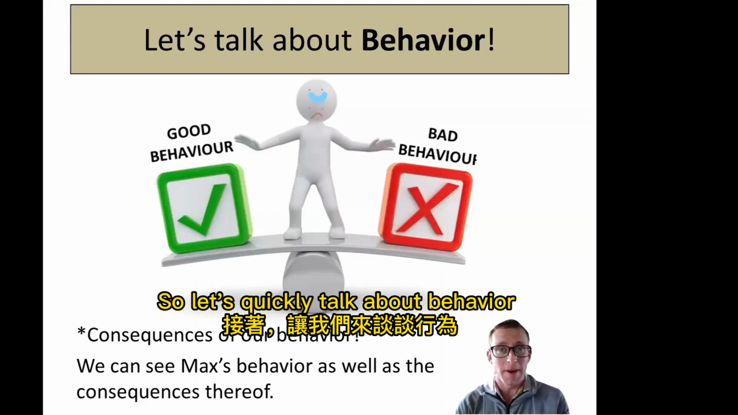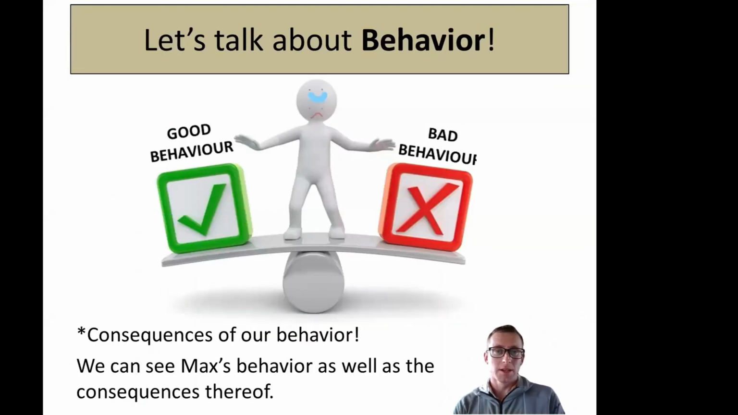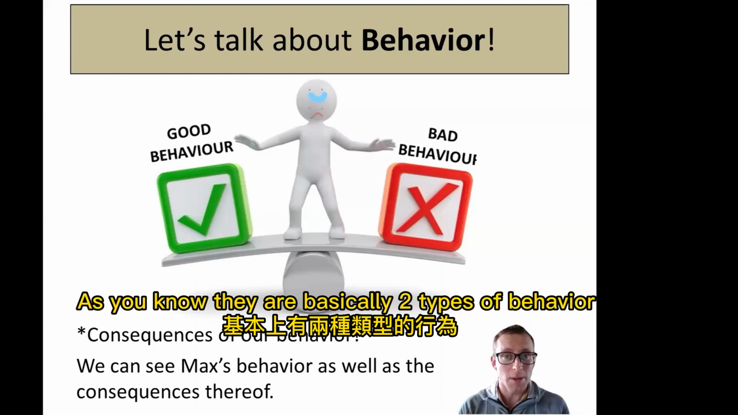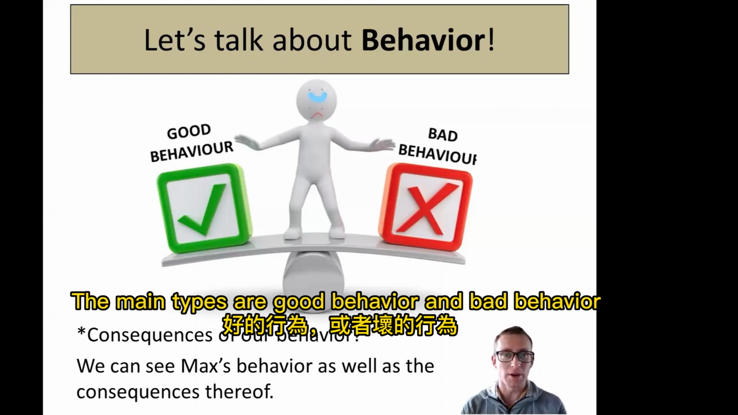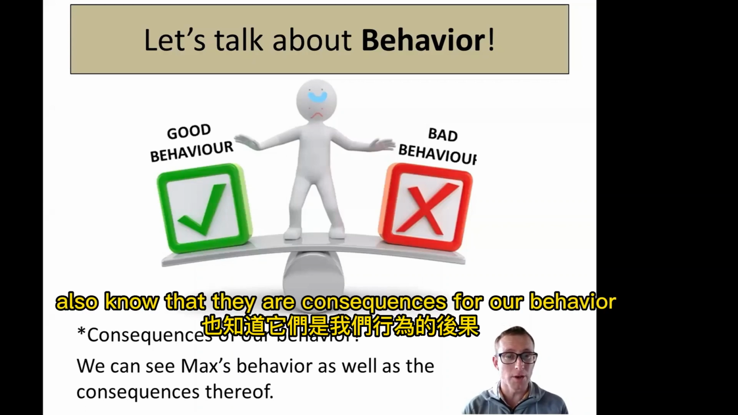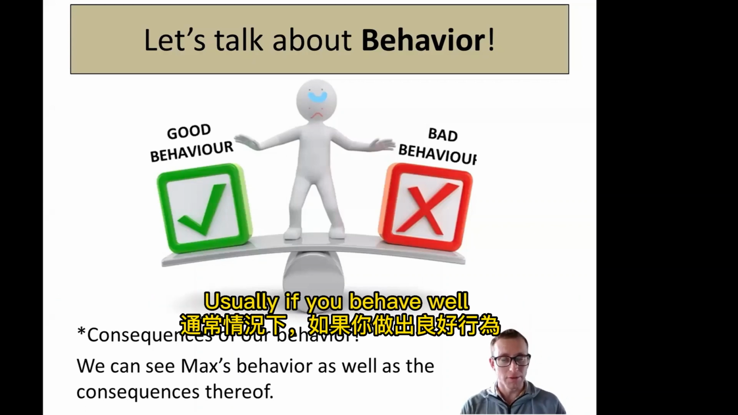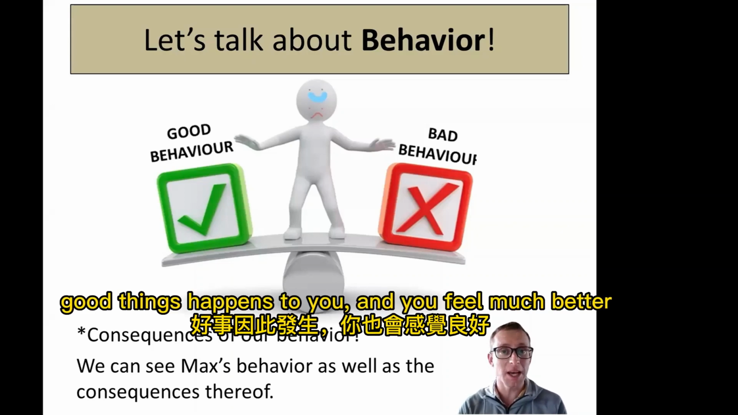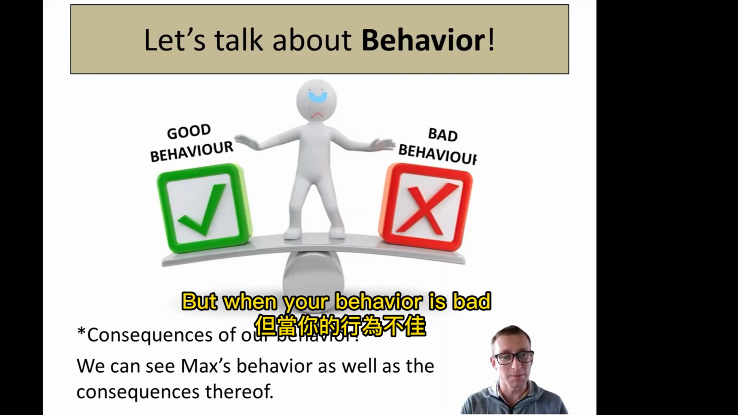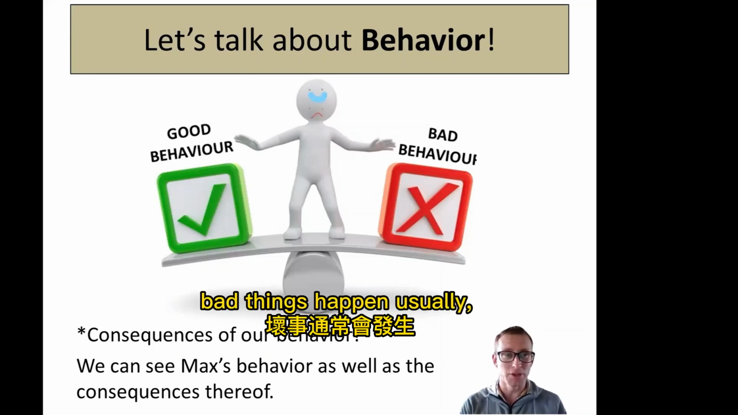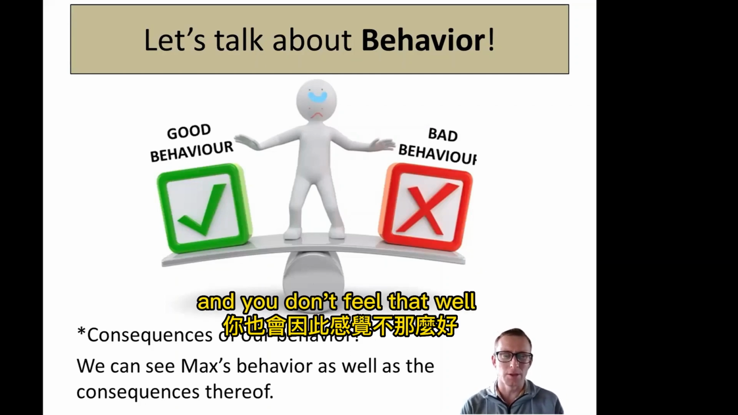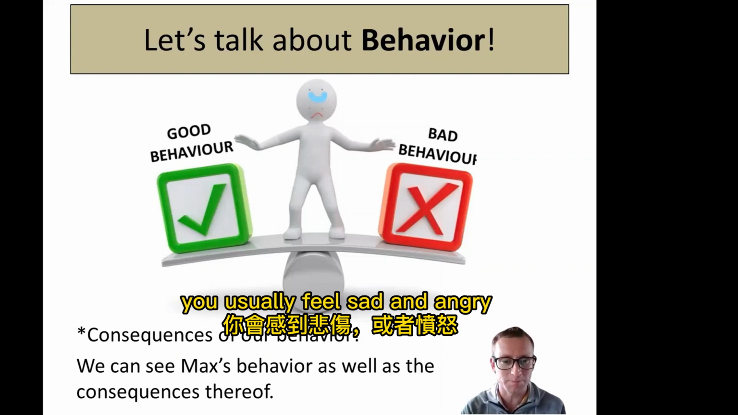So let's quickly talk about behavior. As you know, there are basically two types of behavior. The main types are good behavior and bad behavior. And we also know that there are consequences for our behavior. So usually if you behave well, good things happen to you and you feel much better. But when your behavior is bad, bad things happen usually, and you don't feel that well. You usually feel sad and angry.